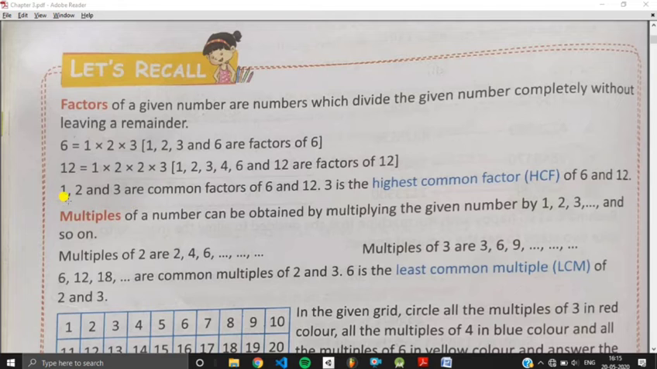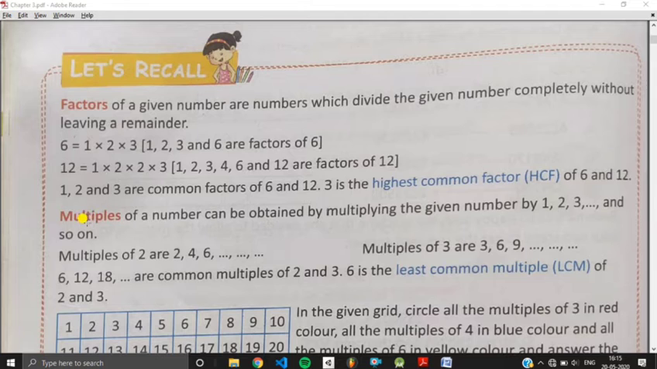Now when we get the common factors, you look for the biggest number among them. In the common factors 1, 2 and 3, 3 is the biggest or the largest one. So here 3 is the highest common factor, and we use the word HCF. 3 is called the HCF of 6 and 12. This way we can calculate the highest common factor.